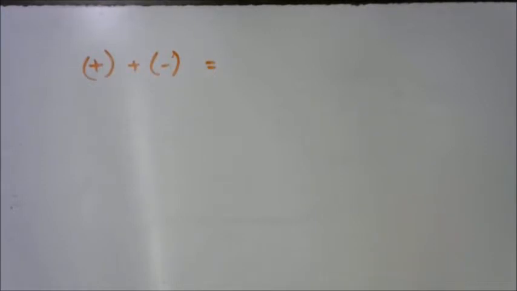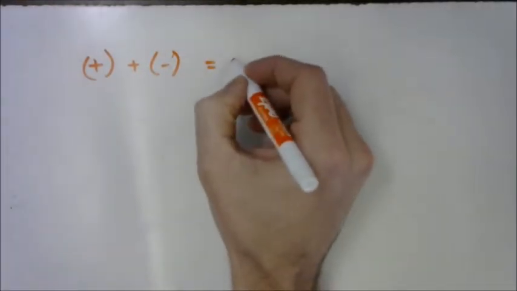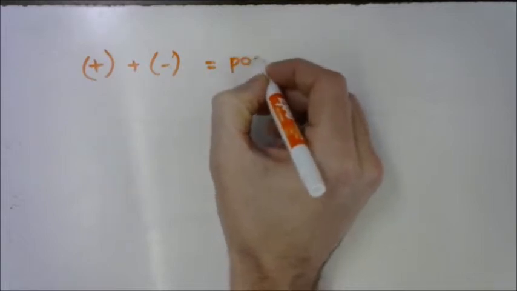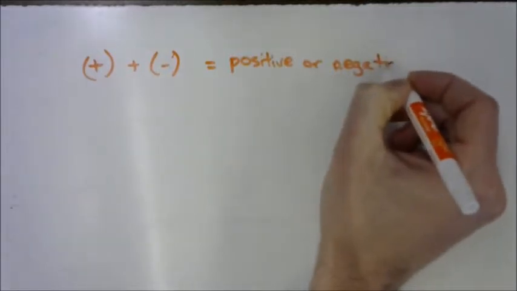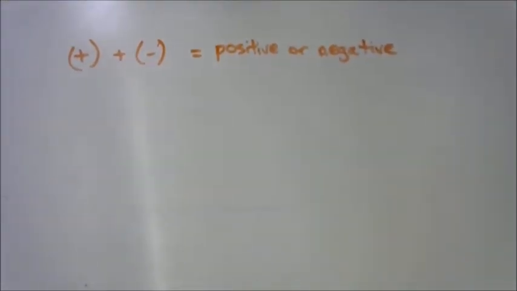Depends. It depends. Depends on what? Depends on how big the number is. Can someone expand on that? If the negative number is greater, then the sum will be negative. If the positive number is greater than the negative number, then the sum will be positive. Nice. So we can write positive or negative. Here it's not a definite answer. It depends on the numbers themselves.